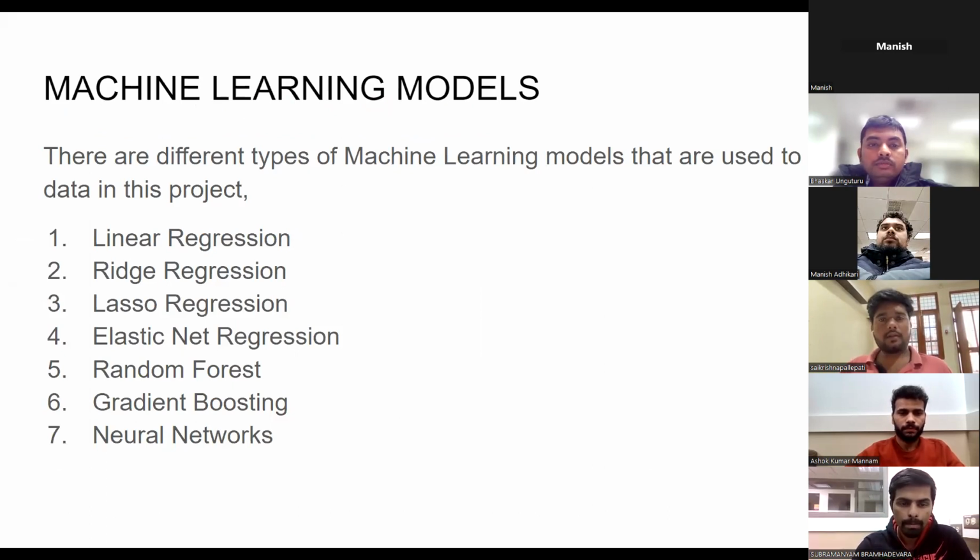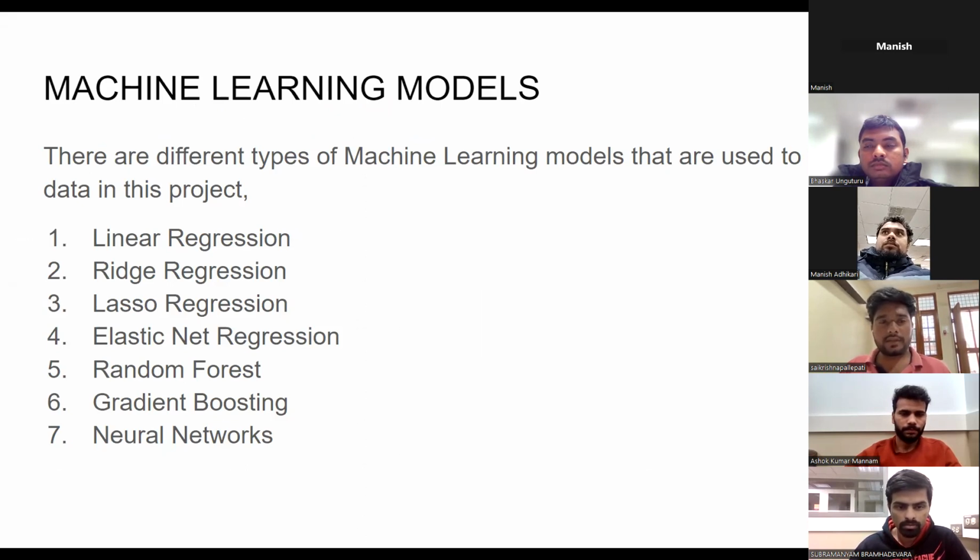Good evening, everyone. These are the machine learning models that we have used to train our features. They are linear regression, ridge regression, lasso, elastic net regression, random forest, gradient boosting, and neural networks. The first four are regression models. This is because, as earlier said by my teammate Subramaniam, who explained the pair plot and showed that most of the data is linear, we are going to use regression.